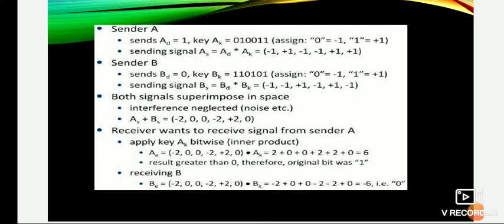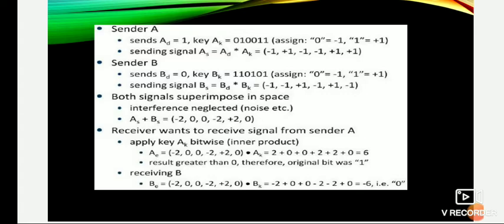Consider sender A and sender B. A sends the data AD equal to 1, with the key AK equal to 0 1 0 0 1 1. Assign 0 equal to minus 1 and 1 equal to plus 1. So, the sending signal of A, that is AS, is equal to AD into AK, that is A's data into A's key. Substituting minus 1 for 0, we get minus 1 plus 1 minus 1 minus 1 plus 1 plus 1.